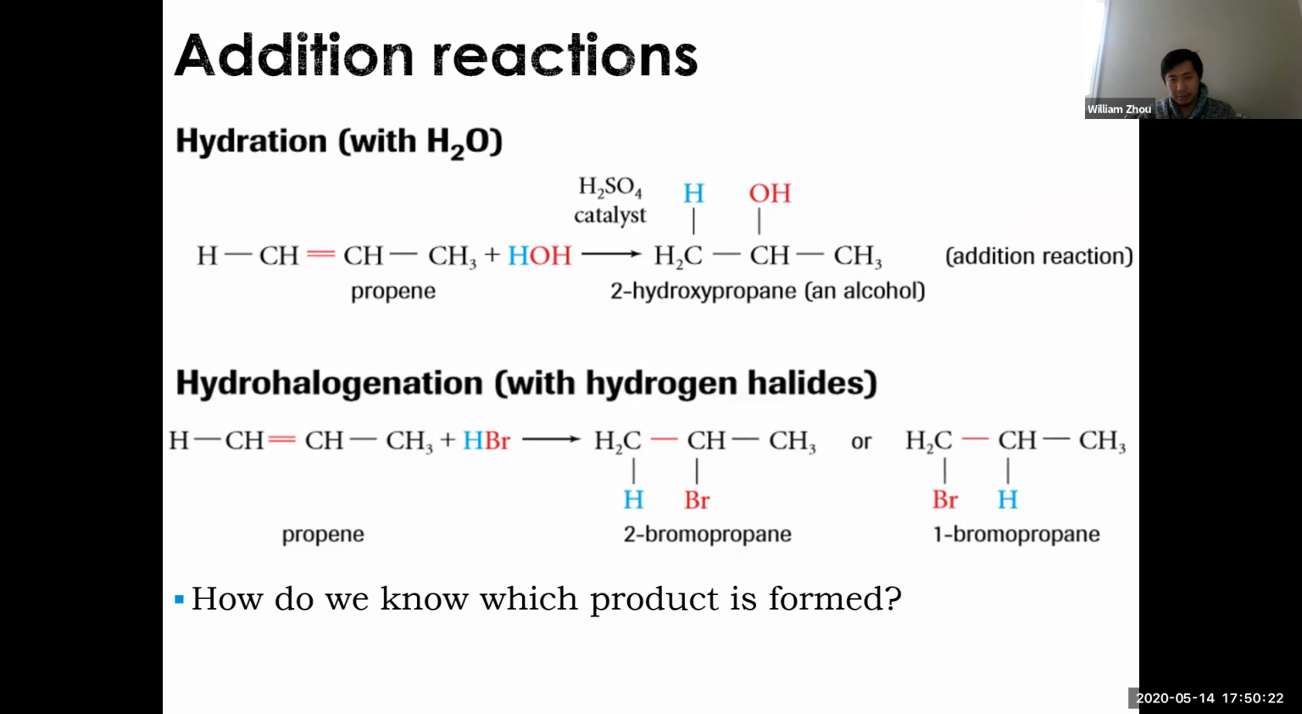Which one is it? Is it 2-bromopropane or 1-bromopropane? Does it matter which one it is? The answer is yes. We do know which product is produced. Actually, both products are produced, but one product is preferred over the other. So you have more of that product. Which one is that?